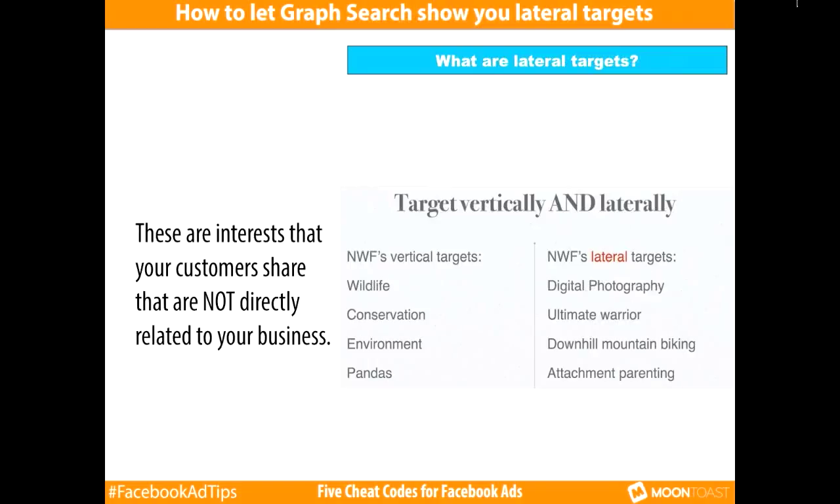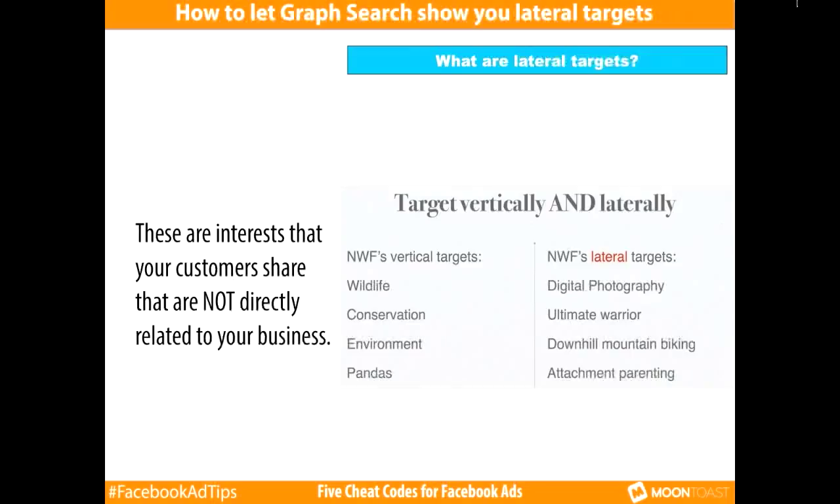Okay, so these are interests that have to do with the organization and that obviously a lot of their supporters share. However, lateral interests are things that don't necessarily have to do with the business or the nonprofit, but are commonly shared among your Facebook fans. So here we have digital photography, ultimate warrior, downhill mountain biking, attachment parenting. These are some lateral targets that are prevalent in the National Wildlife Federation's fan base. And these are also precise interests that you can target in Facebook ads.